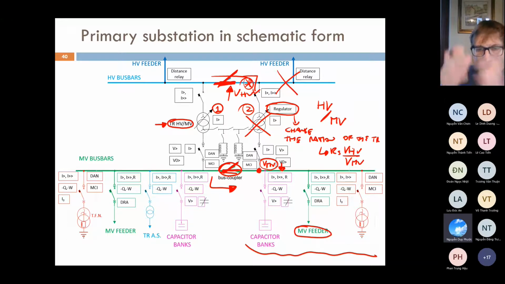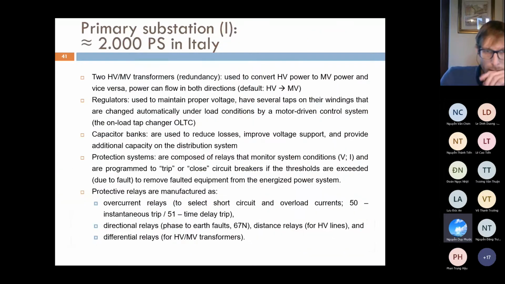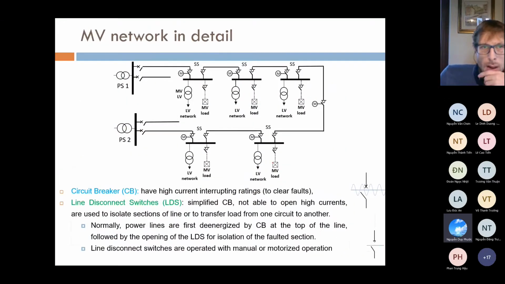So basically, you adopt this approach of having double devices, so you double all the devices, okay? Transformers, HV bus bars, medium voltage bus bars, etc. That is for reliability reasons, okay? So this is basically the topology of a medium voltage network in detail, okay?